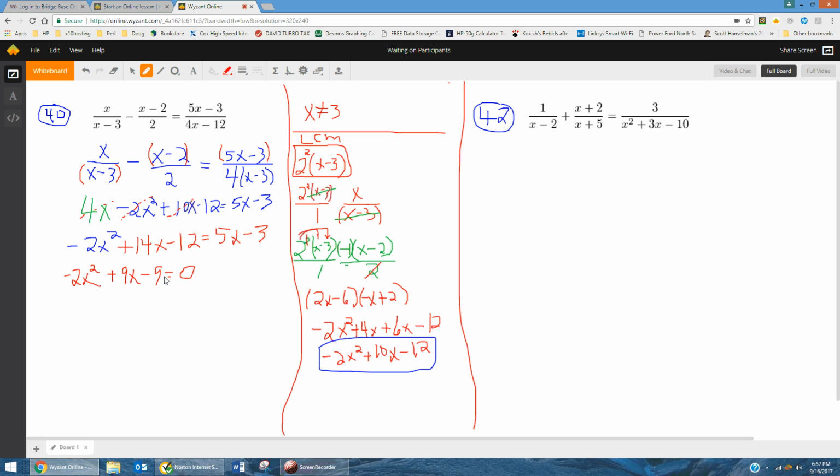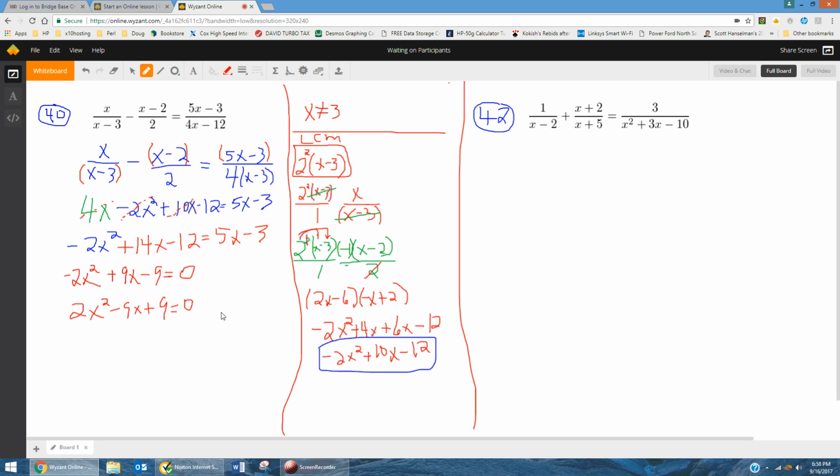I'll tell you one thing I hate to do is work with a minus in front of the x squared. So I'm going to change every sign to the opposite of what it currently is. That's like multiplying both sides by negative 1. 2x squared minus 9x plus 9 equals 0.